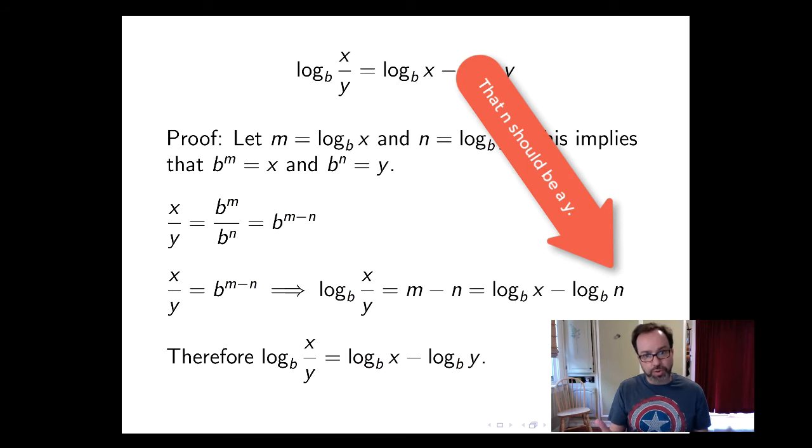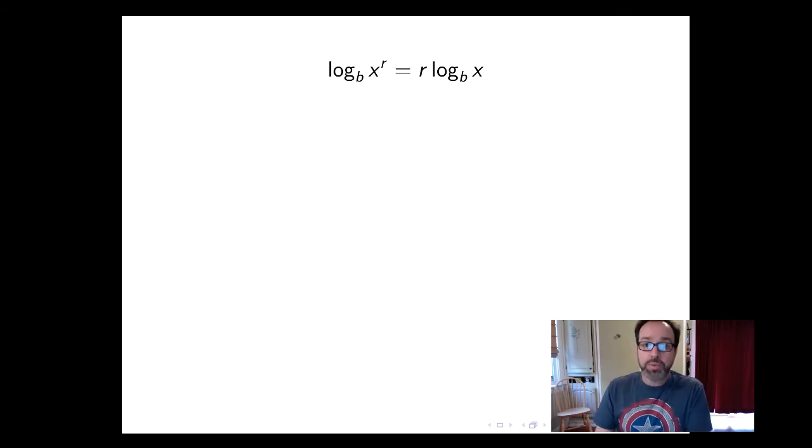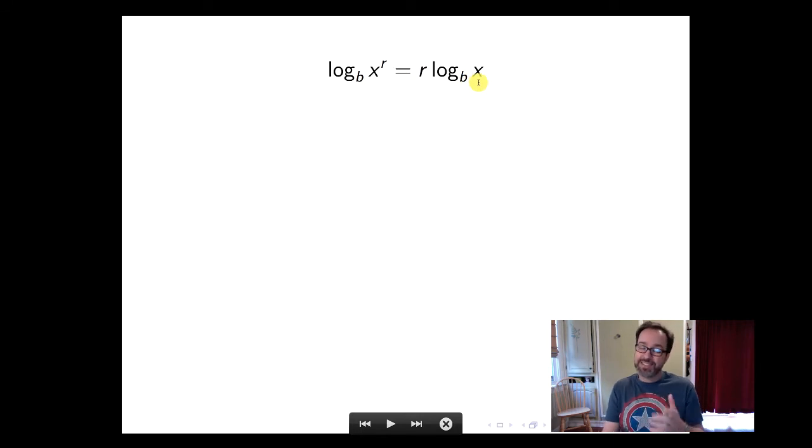So there's the proofs of the first two properties. Next, we look at the proof of the third property. The log base b of x to the r is equal to r times the log base b of x. This is probably the most important property, the one that gets used the most, that says that if you've got a log of something raised to a power, you can take that power and move it in front of the logarithm.